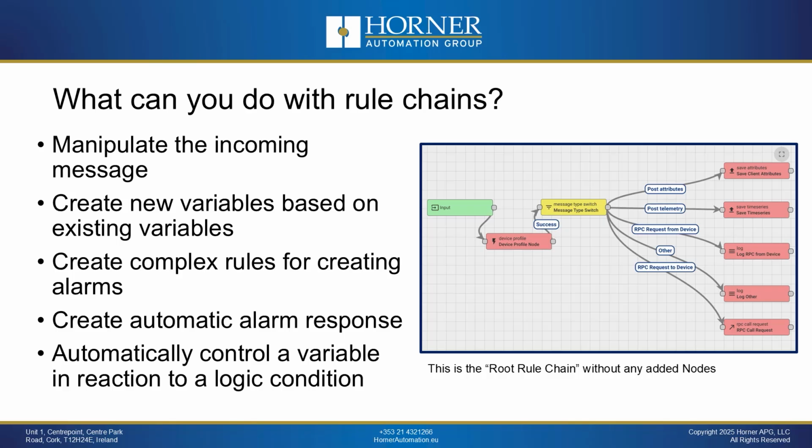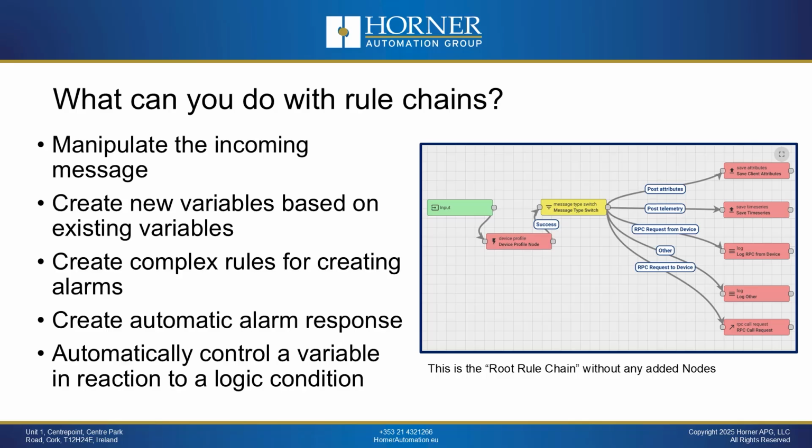You can also create some complex rules for creating alarms. That is another thing you can do. You can create an automatic alarm response by OCS 360 when an alarm occurs if you want to do that as well. You can also automatically control a variable in reaction to a specific condition, as variables are being pushed to OCS 360. You could have a piece of rule chain logic that detects a specific condition in that variable that is being pushed to the cloud and then reacts to that by writing a variable value back down to the controller automatically without having to have a human intervention.